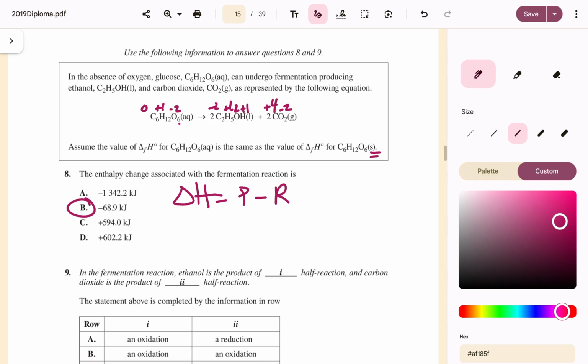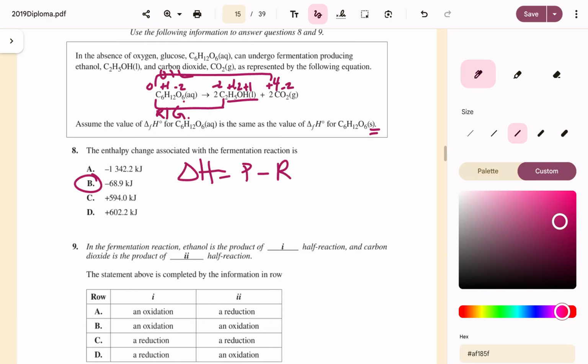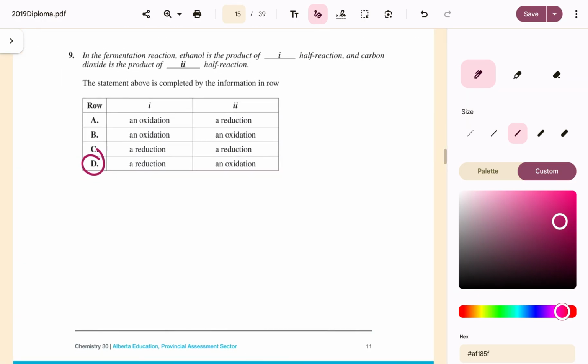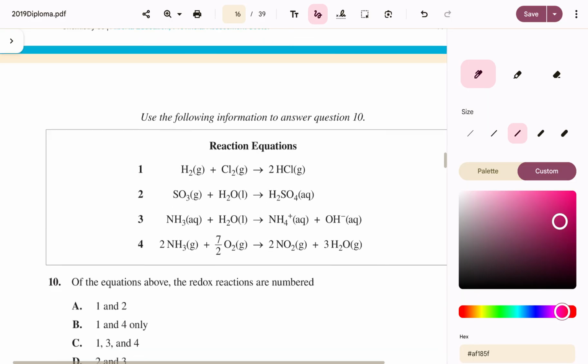So now when you look at your carbon, you have carbon going from 0 to -2. That is a gaining of electrons, so reduction. So to form your ethanol, that would be reduction. And then the other part for carbon dioxide, it's going from 0 to +4. That's a loss of electrons, so that would have to be oxidation. So we're looking at reduction and then oxidation, and that is going to be D. And let's just keep going here, looking at number 10.